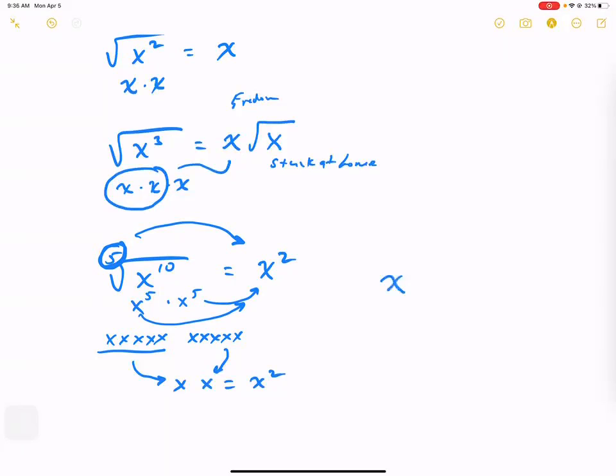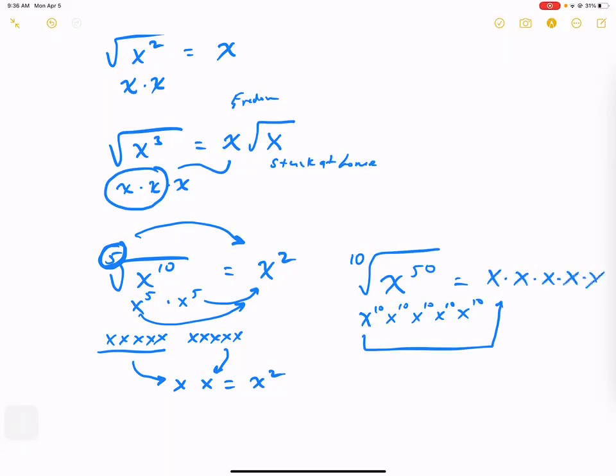Let's do this again. If I say x to the 50, and I'm going to take out 10. So how many sets of 10 do we have? Well, we have 1, 2, 3, 4, 5, right? That's 50, right? 10, 20, 30, 40, 50. And each of you guys get to come out with 1 x. And that's x to the 5. Because each of these came out with 1 x each. Because remember, we're counting by 5s.